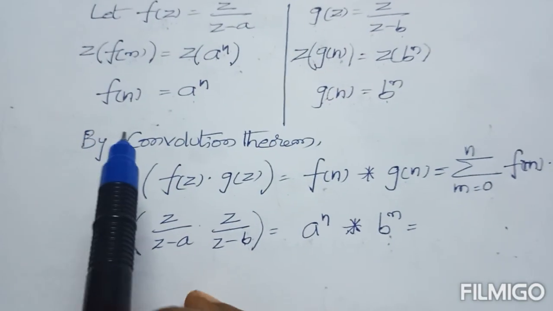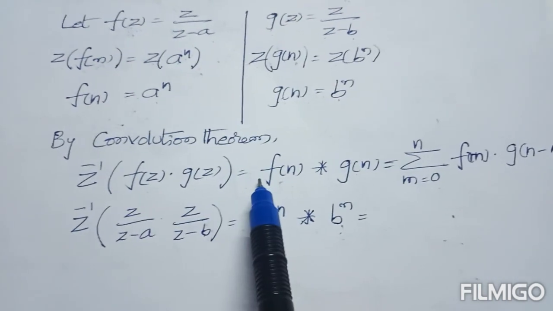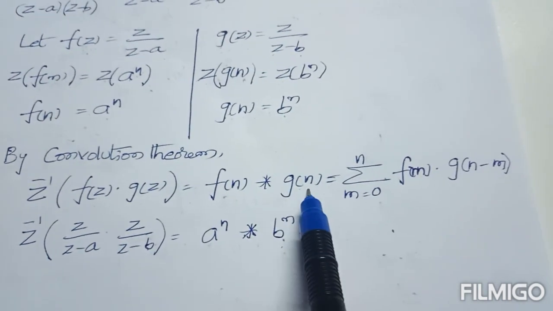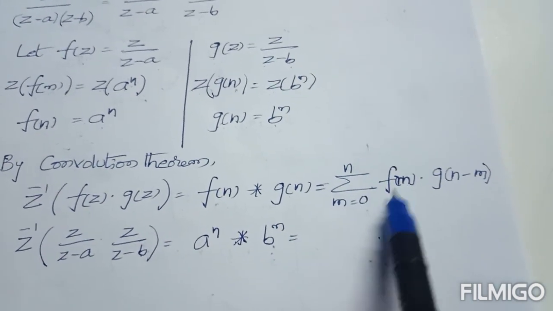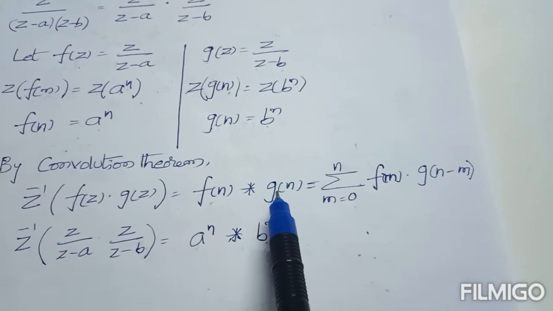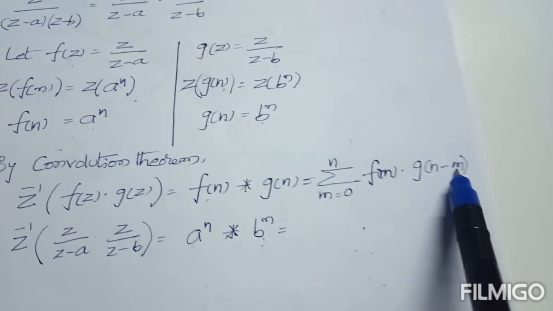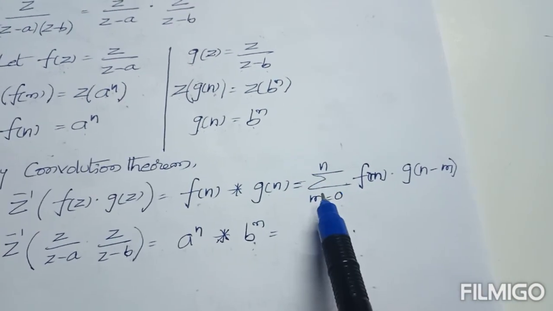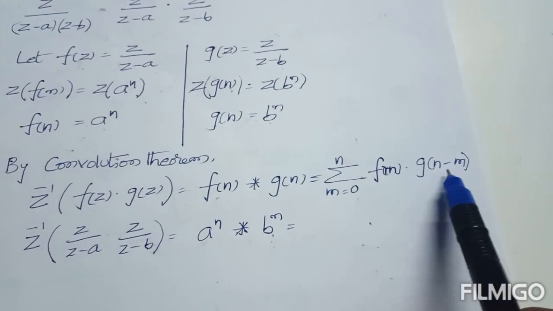So by the convolution theorem, z inverse of F of z into G of z equals f of n star g of n, which equals the summation of m equal to 0 to n of f of m. In the first place, n becomes m. In the second sequence, g of n, in place of n, what is the corresponding value? It is n minus m. So, summation of m equal to 0 to n f of m g of n minus m.